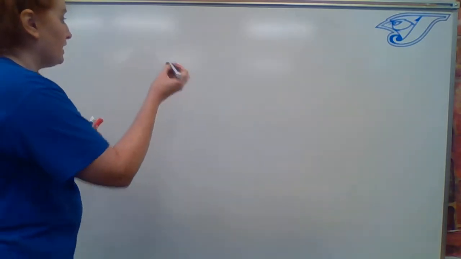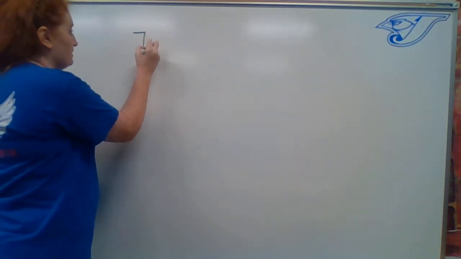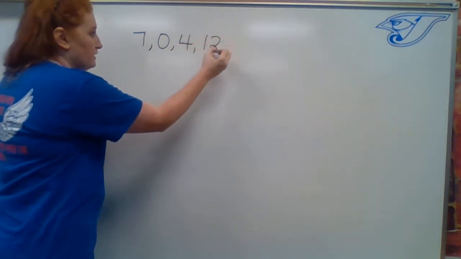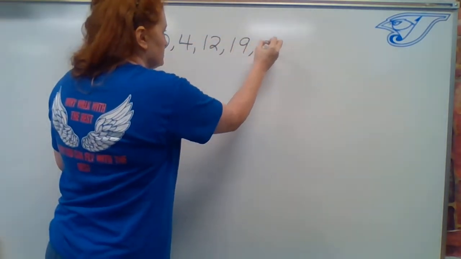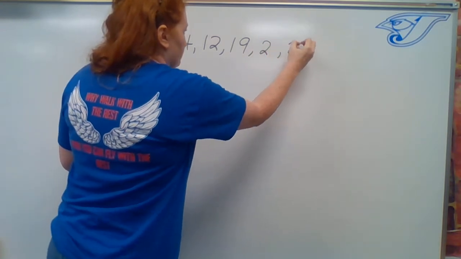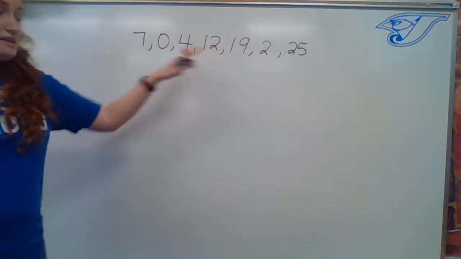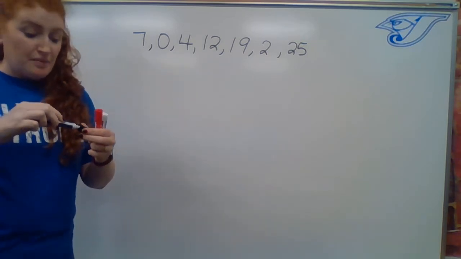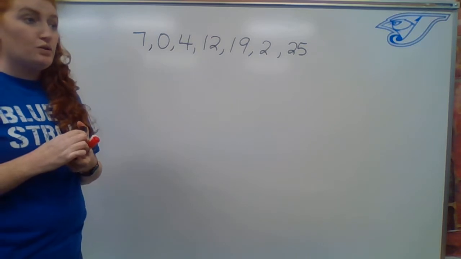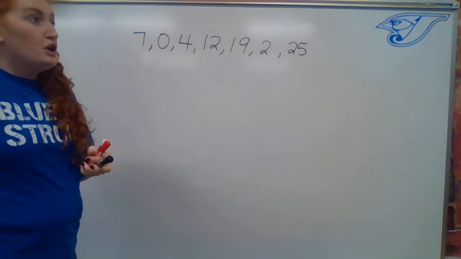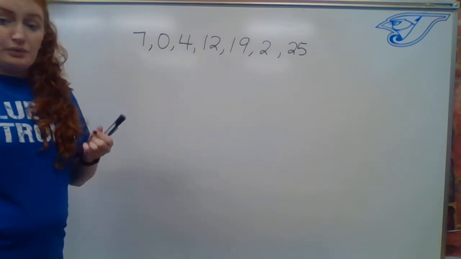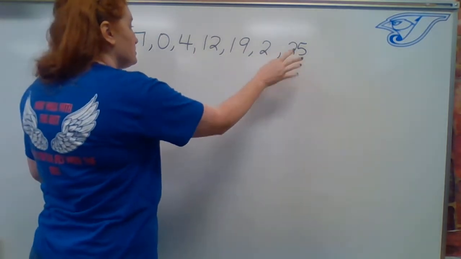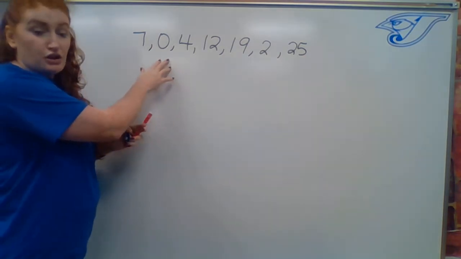I'm going to start with a list that might look like this: 7, 0, 4, 12, 19, 2, and 25. What these numbers represent, I don't know. Could be for anything. Could be a survey that we took. They might give you a list of numbers and say, we want you to order these numbers from least to greatest. In order to do that, we have to start with the smallest number. As we go through this list, we have to identify which number is the smallest and is going to be the start of our list.